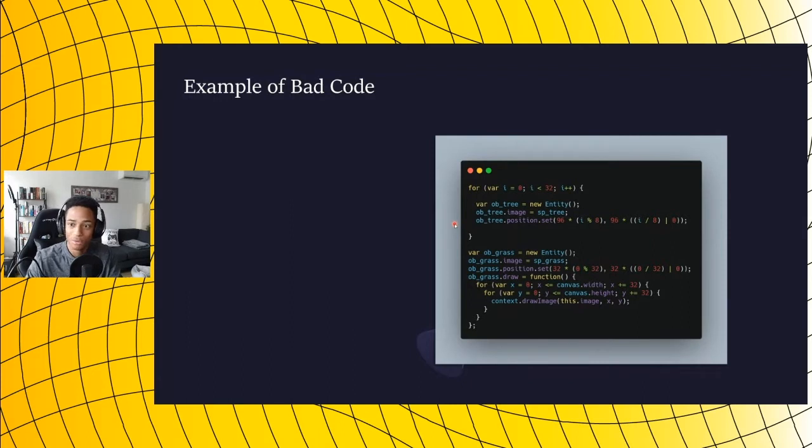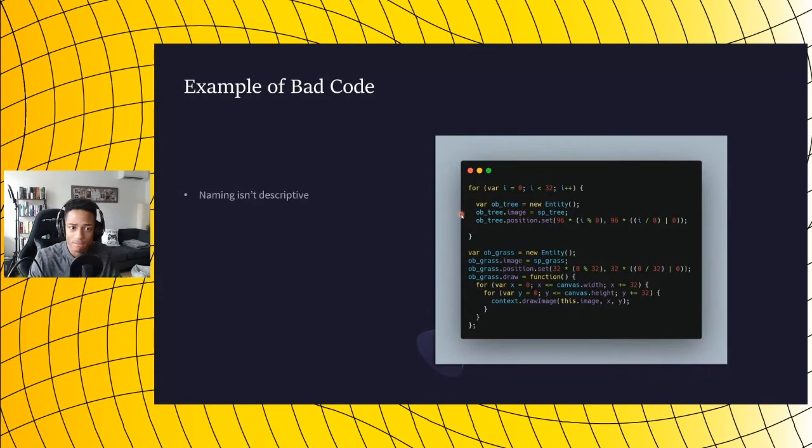But looking at this code, there are a few things specifically wrong with it that make this bad code. First off, if we take a look at this for loop right here, the naming on our variables isn't very descriptive. We look at ob_tree. All I know is, well, what exactly is ob? All I know is it has something to do with a tree. Or even sp_tree. What's the sp part, right? Stuff like this is very difficult to truly understand.